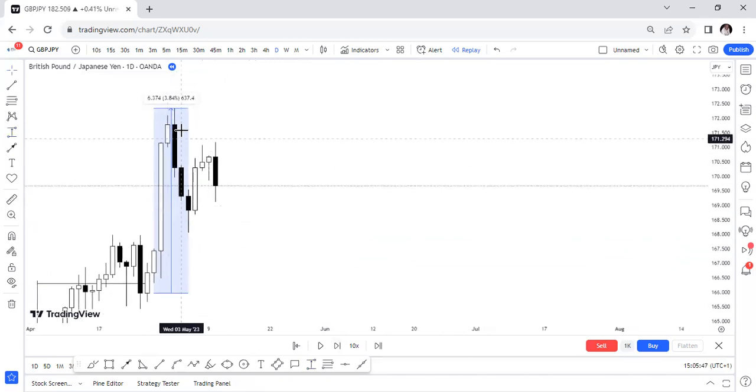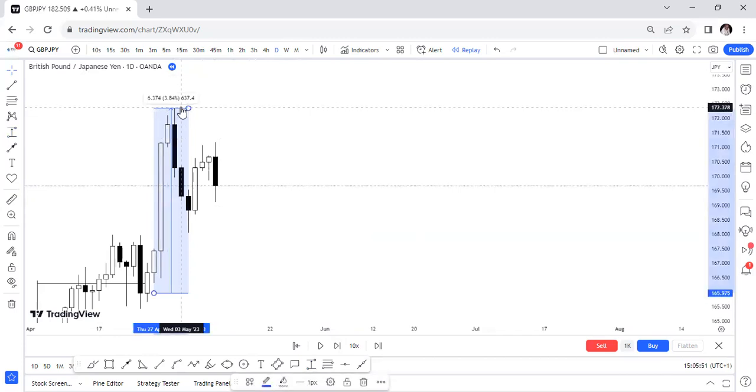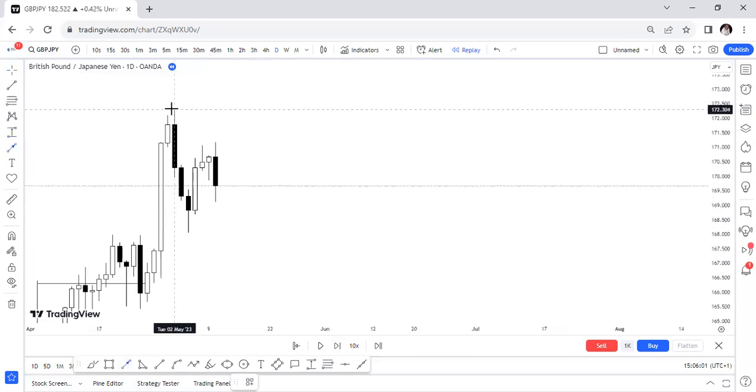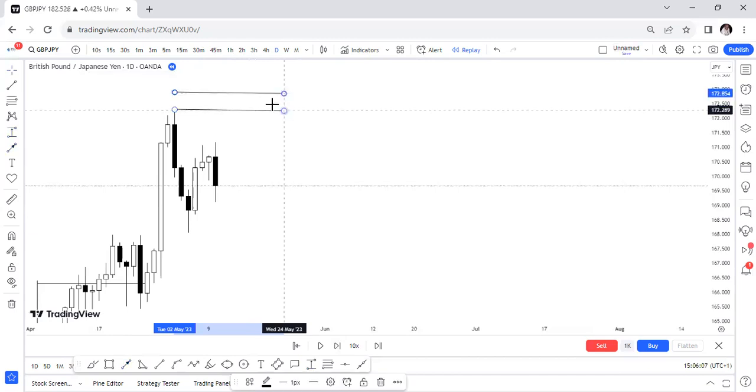Great. We have this again. Let's see what happens here. And now you've made almost about 638 pips there. Then we have this as another zone. Let's see if price will take out that zone.